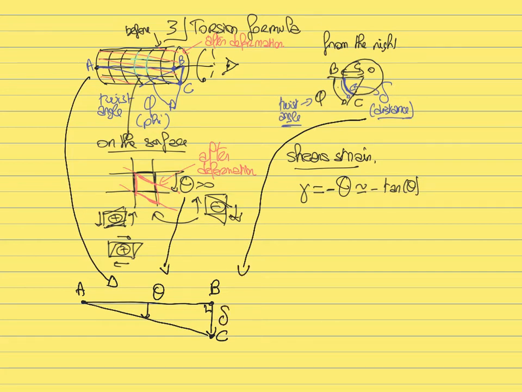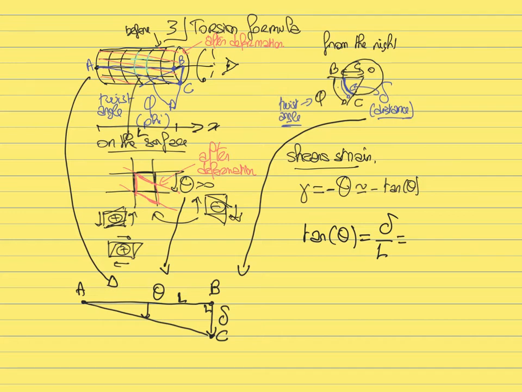So distance delta would be here. And then I can also define another quantity, which is the length L of the beam along the longitudinal axis. So length L would be this distance here, this edge of the right triangle. So now based on this, I can express the tangent of theta. The tangent of theta will be the opposite side, which is delta, divided by the length L.